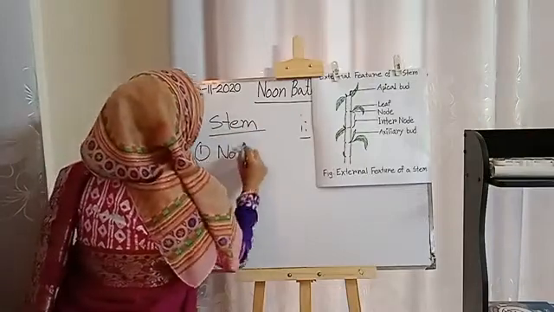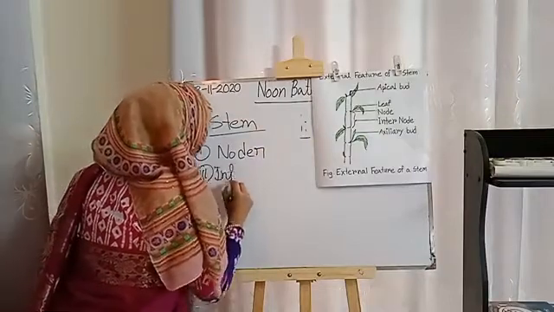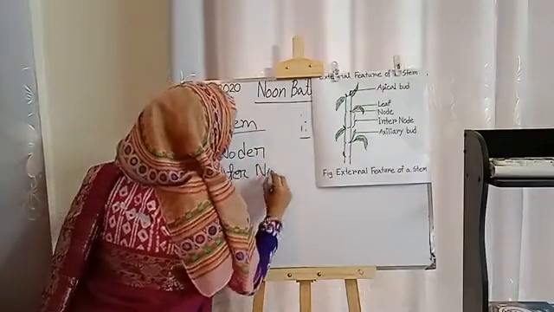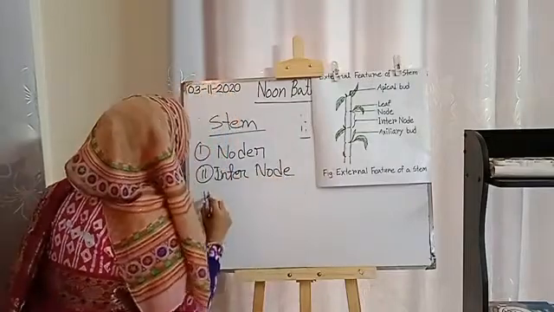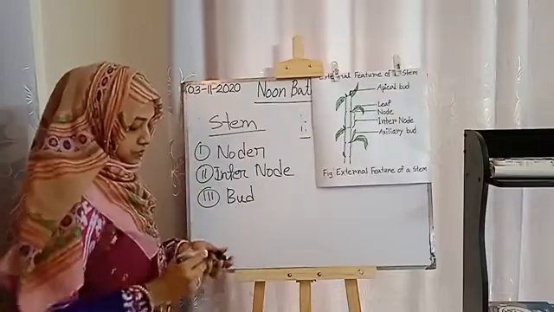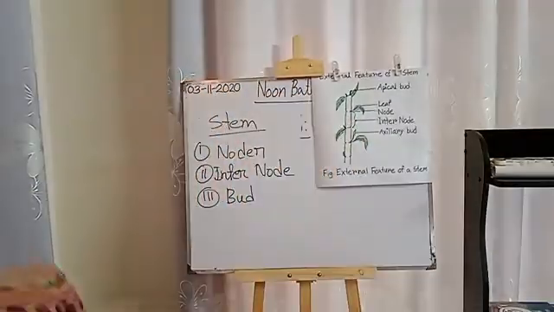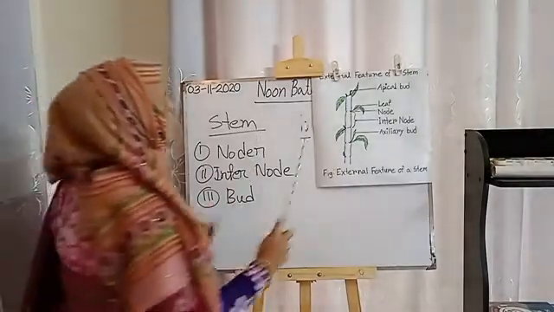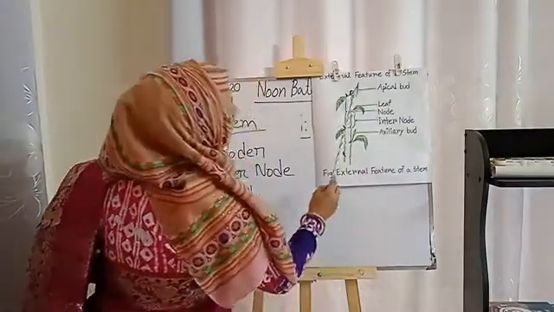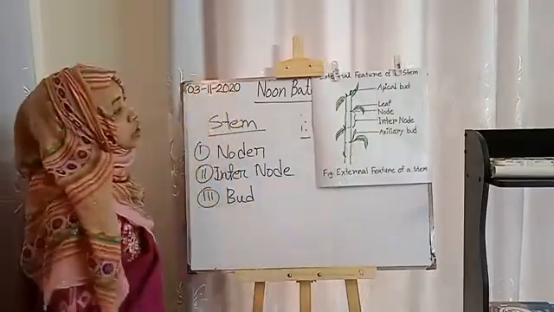Node, internode and bud. The part of stem from where the apical bud or branches arise or grow is called a node.